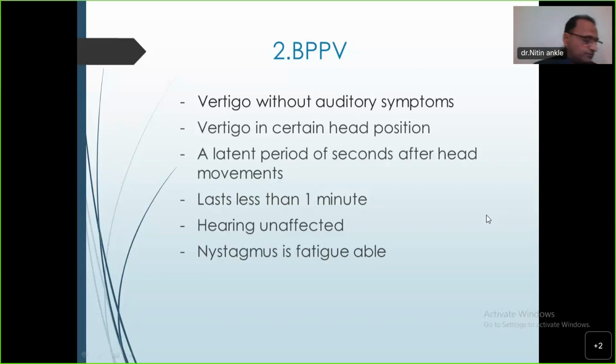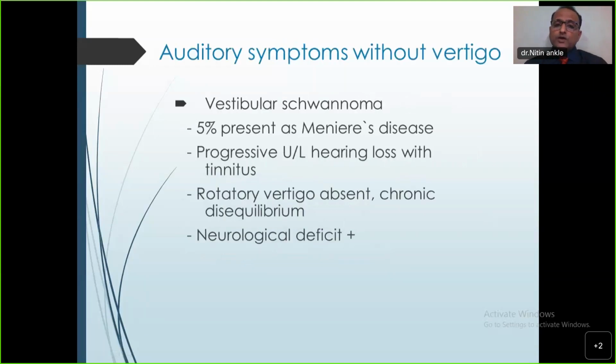It lasts for less than 1 minute. This is very typical of benign paroxysmal positional vertigo. The hearing is unaffected, and the nystagmus is fatigable. So if you examine the nystagmus, it is fatigable. Typically, there will be no hearing loss if you do a tuning fork test, and this will not last more than 1 minute. It's just a few seconds and immediately stops. So it's very typical of BPPV, and it is basically a benign disease. Nothing to worry about.